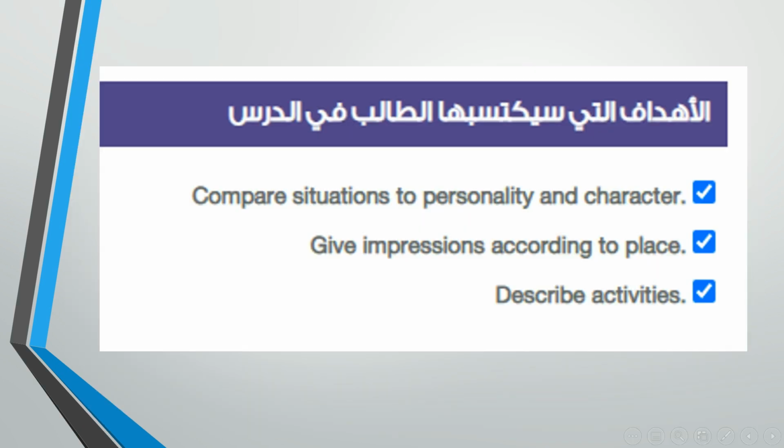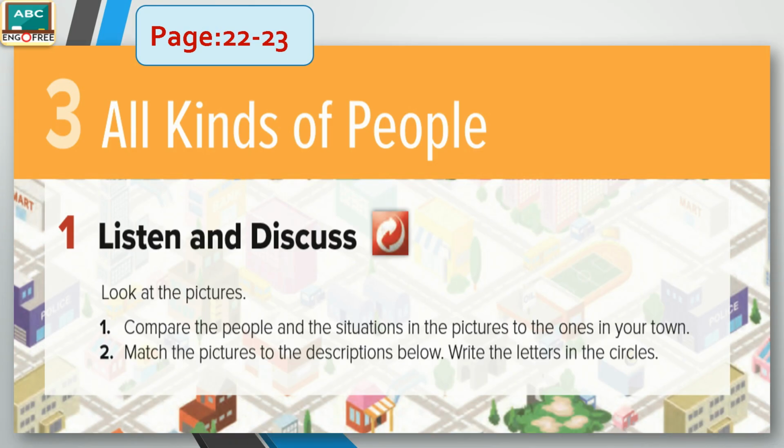Unit 3. In this unit, students will be able to compare situations to personality and character, give impressions according to place, and also describe activities. Unit 3. All kinds of people. Pages 22 and 23. 1.